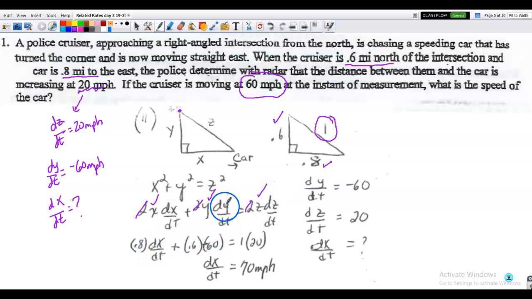I know the rate of the police cruiser is negative, and that negative is right there, negative 60 miles per hour. And I know that the rate of the distance between them is 20 miles per hour. So with my calculator, I can get dx/dt by itself to be 70 miles per hour. I hope this helps you to get a better grasp on related rates.